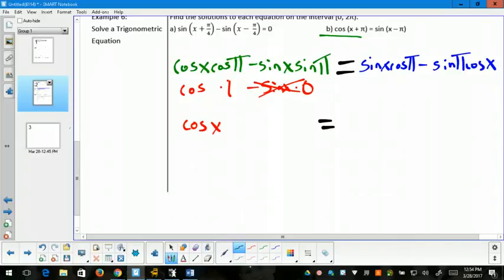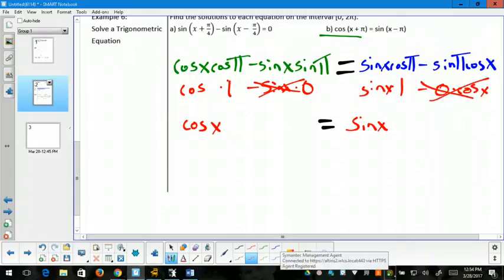Still have our equal sign. This becomes 1 times sine of x. So we have sine of x. And then this sine of that becomes 0, so minus 0 times cosine x, so that becomes 0. So now I have cosine x equals sine x, which is not a true identity except for a specific value of x.